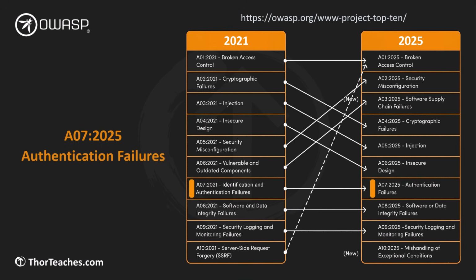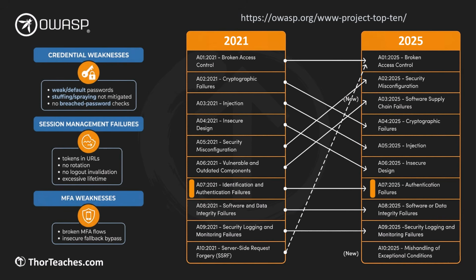Next is A7, authentication failures. This is everything that lets an attacker pretend to be someone they're not or stay logged in when they shouldn't. Common problems here are very familiar. Allowing weak or default passwords, not blocking credential stuffing or password spraying, using breached passwords without checking, storing passwords in plain text or with weak hashes. Poor session management where tokens are exposed in URLs, never rotated or never invalidated on logout, and broken multi-factor flows or weak fallbacks that undo the whole benefit of MFA.